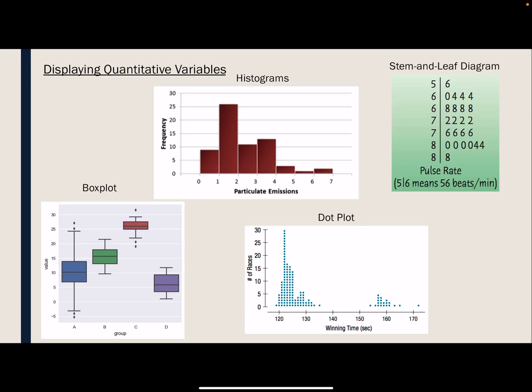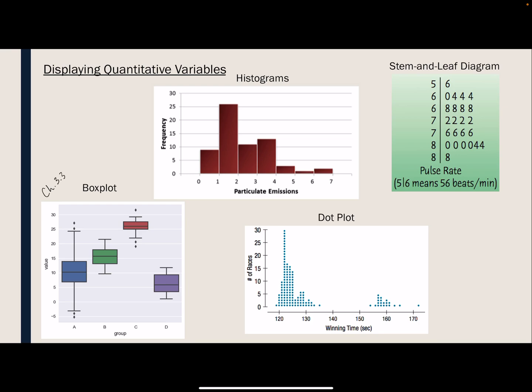Hi everyone. In this video we're going to look at the types of displays for quantitative variables. We have four main types. We have box plots, histograms, dot plots, and stem and leaf diagrams. We're going to look at box plots in Chapter 3, specifically Chapter 3.3.